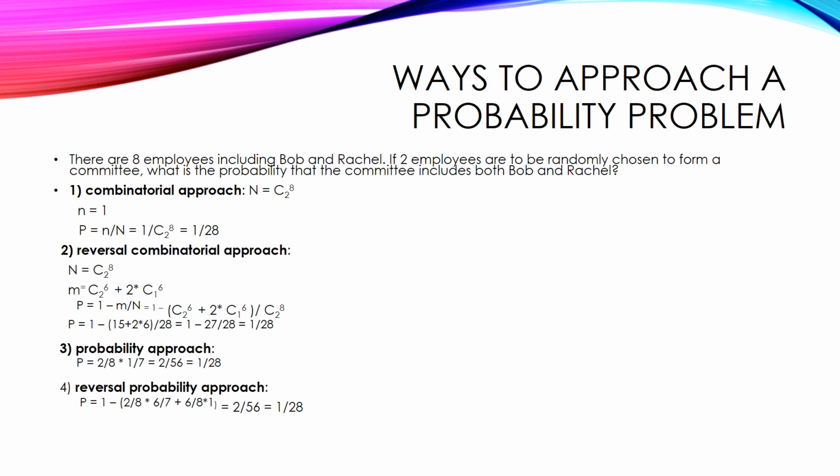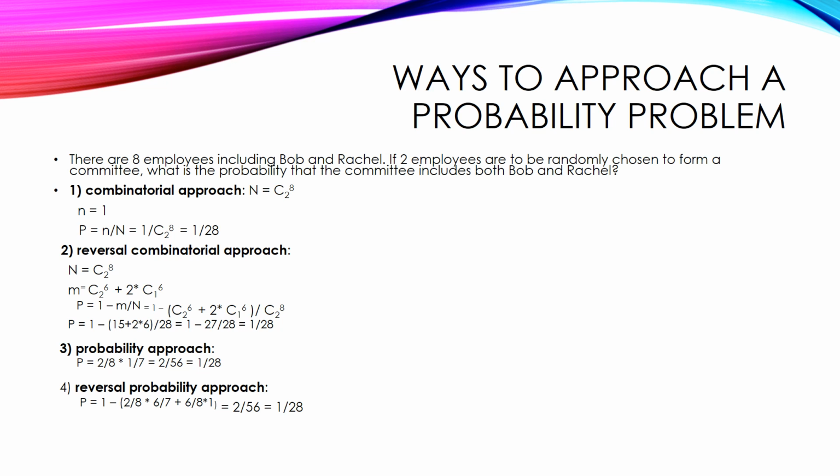Solution. Following the combinatorial approach, we have n is equal to 8C2. The number of possible committees that include both Bob and Rachel is m is equal to 1. So P is equal to m by n is equal to 1 by 8C2 is equal to 1 by 28.